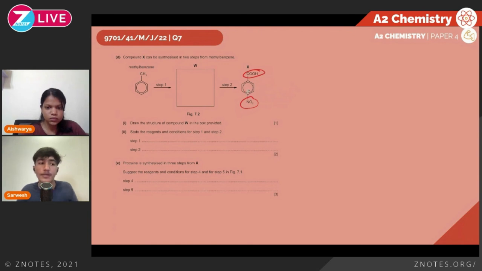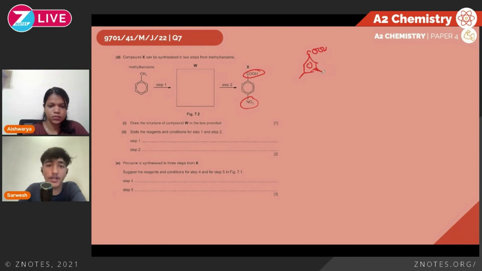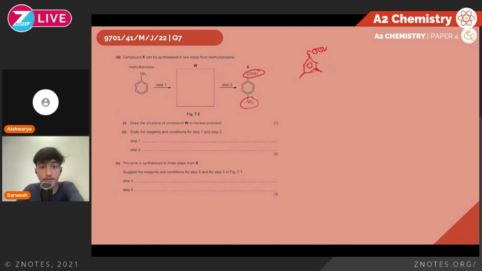So let's see whether we will first convert it to a COOH, then add a nitro group, or first add a nitro group, then COOH. Okay, so if you first have a COOH, the COOH will direct the incoming nitro group to the position over here and the position over here. But that's not what we want. We want the nitro group to be in the 4th position, not 3 and 5. So we will not convert it to a COOH in the first step. So this is out of the picture.